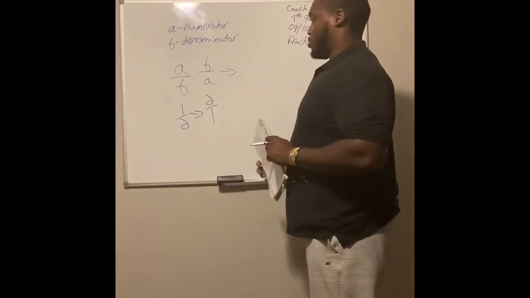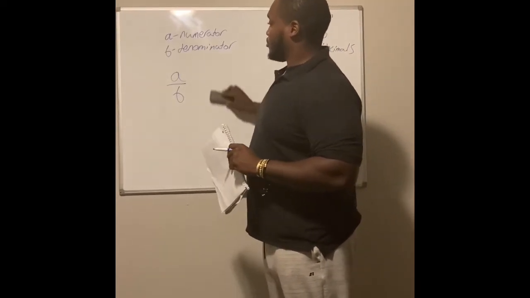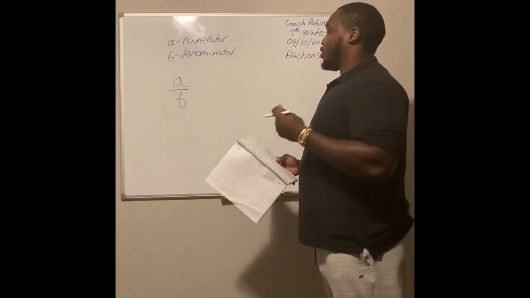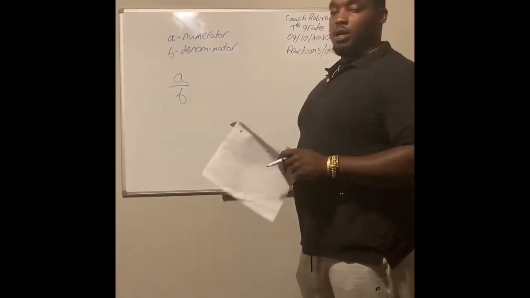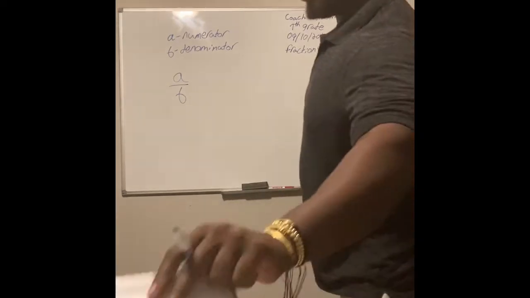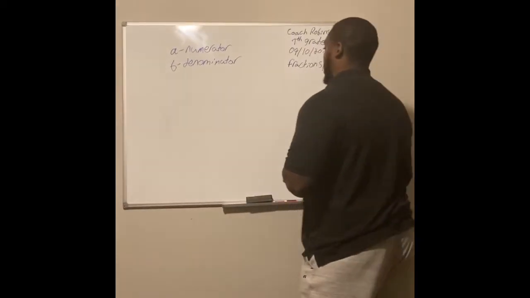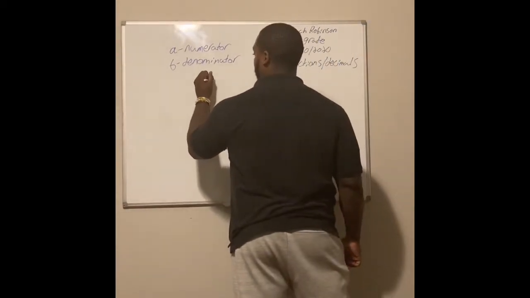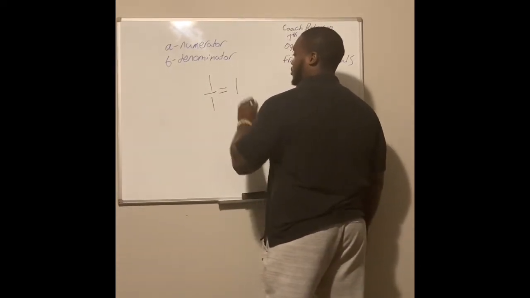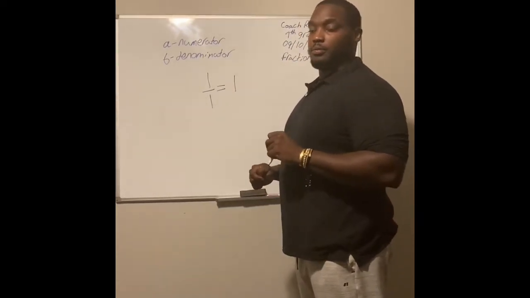Okay? So I'm going to tell you what a numerator and a denominator is. A numerator represents the number of equal parts of a whole, and a denominator is the total number of parts of the whole. Okay? So now let's get an example. Let's take the number 1 and put it over 1, okay? We know that this equals 1, right? Because we can divide 1 by 1 and get 1, okay?